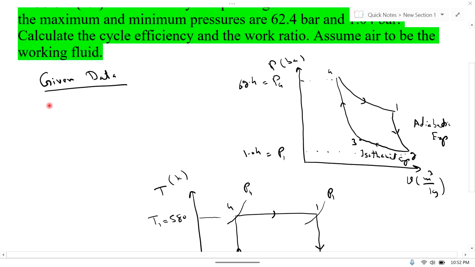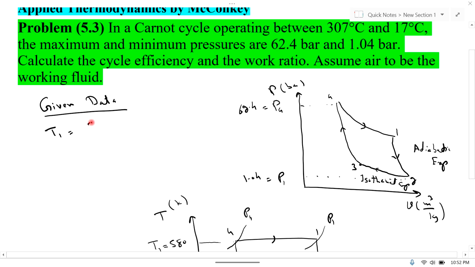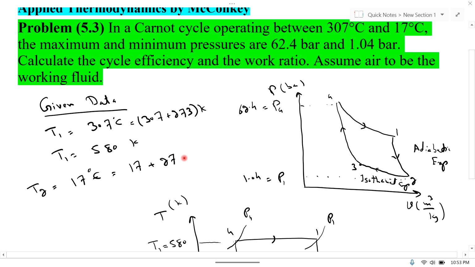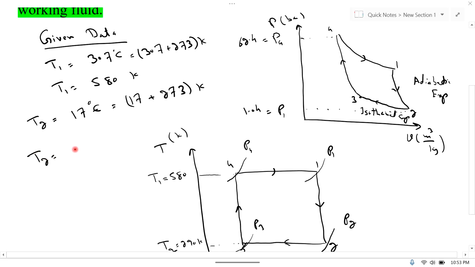So in the given data, the maximum temperature is 307 degrees centigrade, which is equal to 307 plus 273 Kelvin. So T1 is equal to 580 Kelvin. Similarly, T2, the minimum temperature, is 17 degrees centigrade, which is equal to 17 plus 273 Kelvin. So T2 is equal to 290 Kelvin.